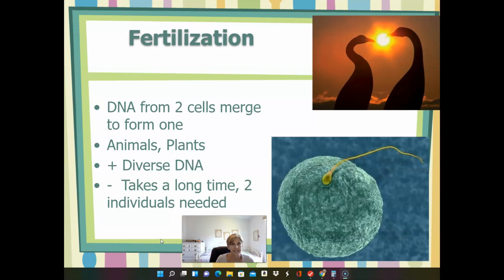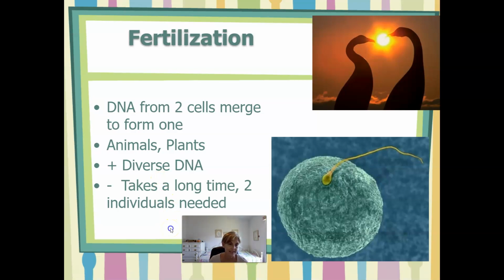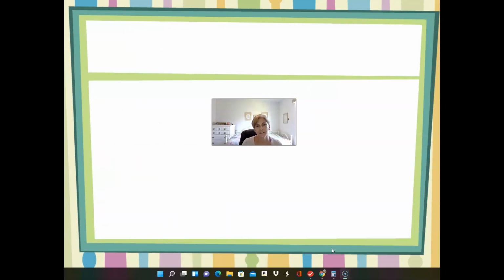Asexual reproduction, super easy, don't need to find a mate, quick, simple. Fertilization takes more time, you need to find a mate, 2 individuals are needed. So it's a little bit more complicated process. So we've talked about 6 different types of asexual reproduction. You guys should be able to list them, give examples of each, and describe them. We've talked about 2 types of sexual reproduction. You should be able to describe those as well as identify the benefits and the drawbacks of the different types of reproduction.